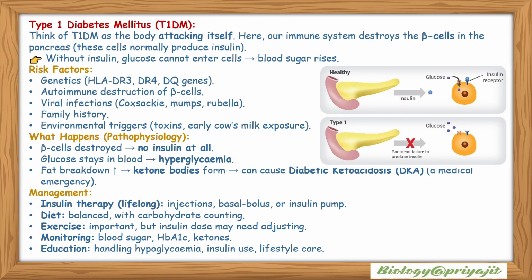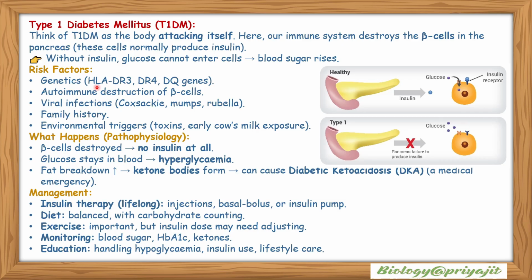Type 1 diabetes, or type 1 diabetes mellitus, or T1DM. Think of T1DM as the body attacking itself. Here our immune system destroys the beta cells in the pancreas, which normally produce insulin. So without insulin, glucose cannot enter cells and the blood glucose level rises.